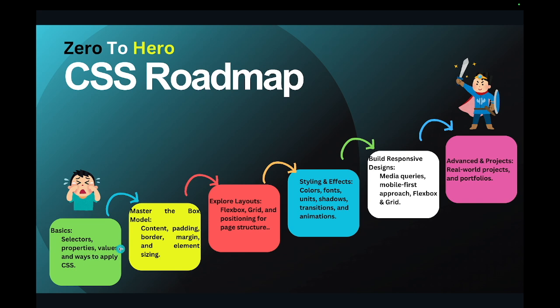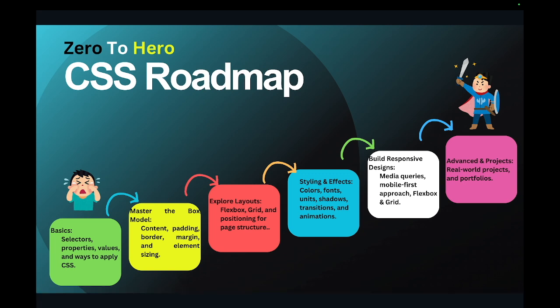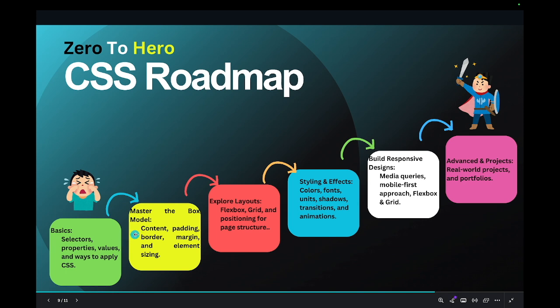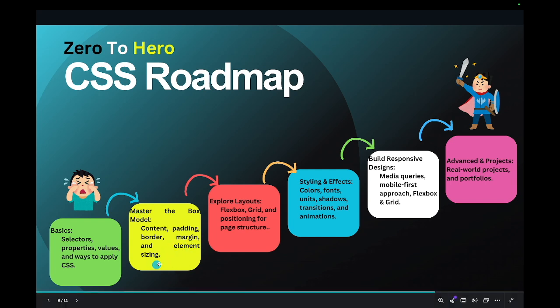Then properties, values, pixel, rem, em, what is the difference between them, you will learn accordingly, and ways to apply the CSS. So master the box model. I have told you about content, padding, border, margin. In between these two boxes there is some margin, and there is some padding between this box and this text. So margin and element sizing.